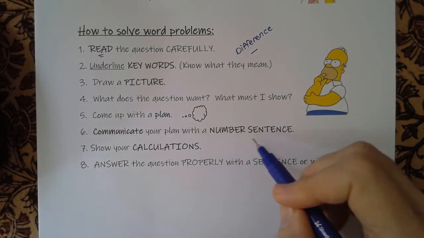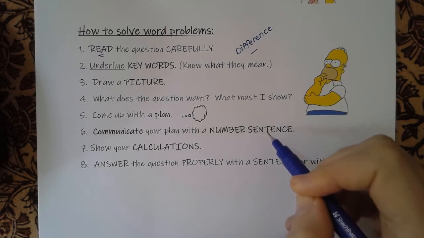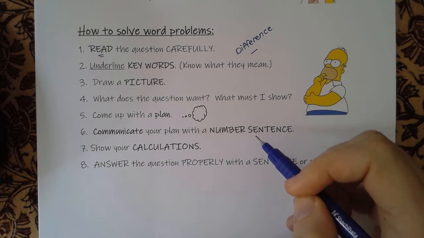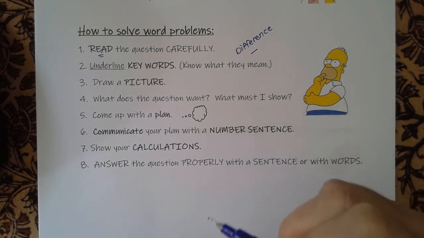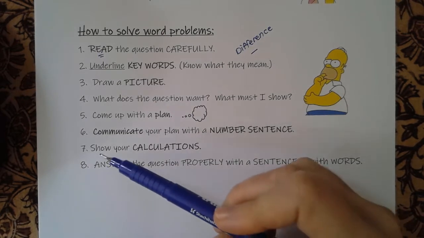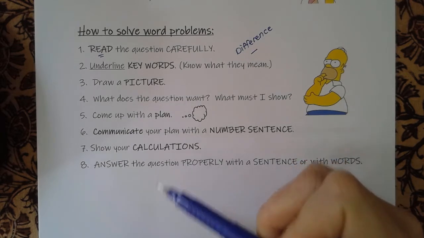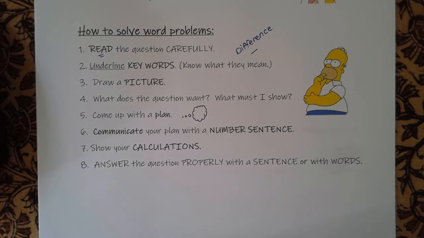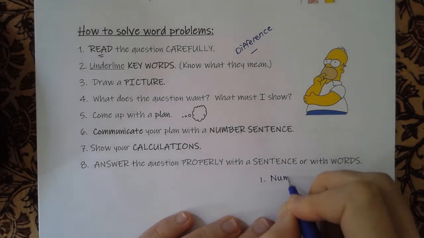I'm going to go on about this as well. A number sentence is a way of communication, telling the reader or the teacher or whoever is looking at your answer how you're going to solve the problem, and that you can read in a number sentence. Then you will show your calculations, very important, and then you will answer your question properly with a sentence or with words. Right, so basically what I want to see is number one, a number sentence.